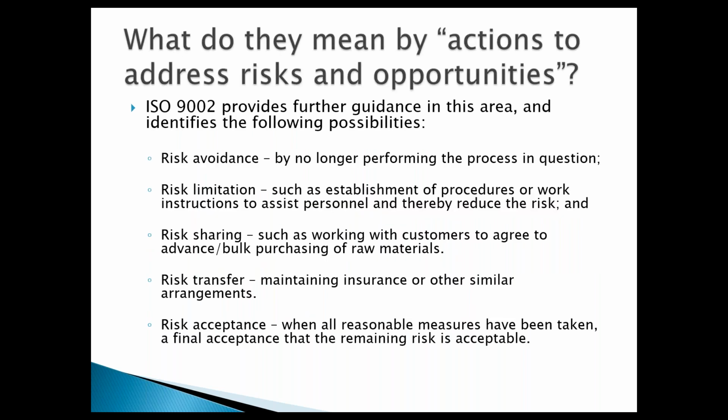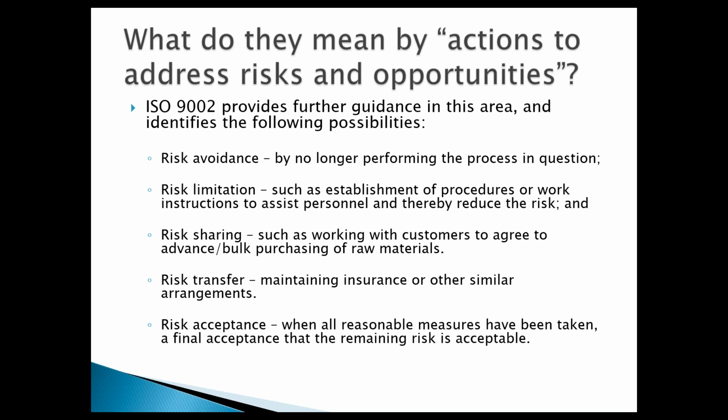So what do they mean by actions to address risks and opportunities? So again, we turn to 9002 for some guidance in this area. And 9002 breaks it down into 5 pieces. It says, first of all, you can avoid the risk. You can stop doing the process in question, if that's an option. You can limit the risk. You can have things like procedures or work instructions to assist the personnel and reduce the risk in that manner.